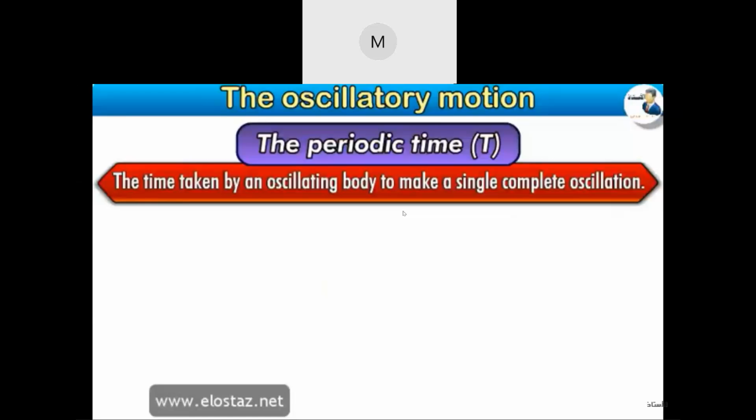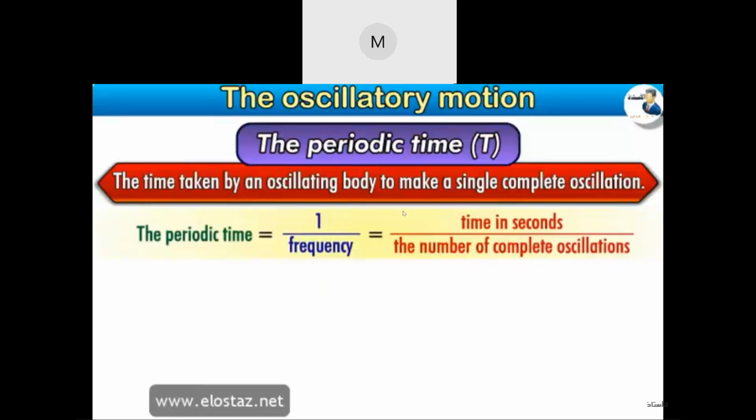If we look at the periodic time law, we notice that the periodic time equals 1 over frequency. So we can say that the periodic time equals time in seconds over the number of complete oscillations. So mathematically speaking, the relationship between the periodic time and frequency is an inverse relationship. This means that when frequency decreases, the periodic time increases, and vice versa.